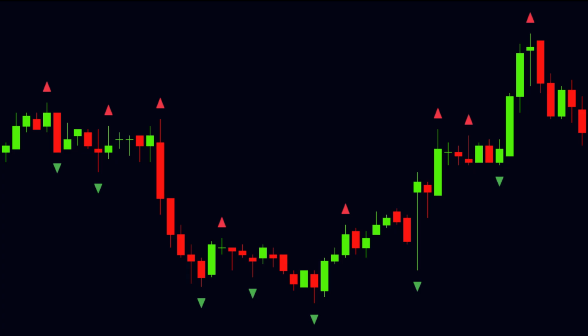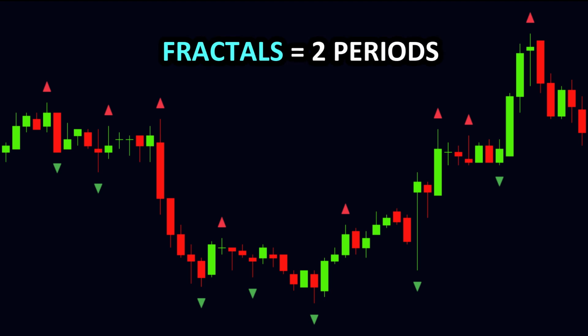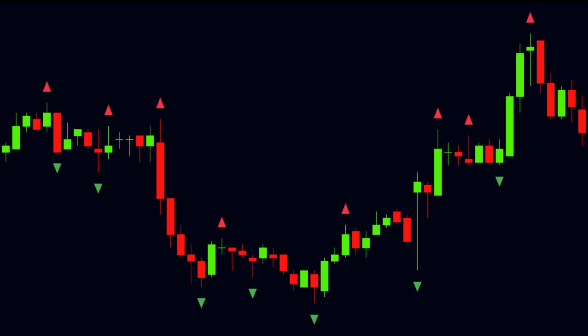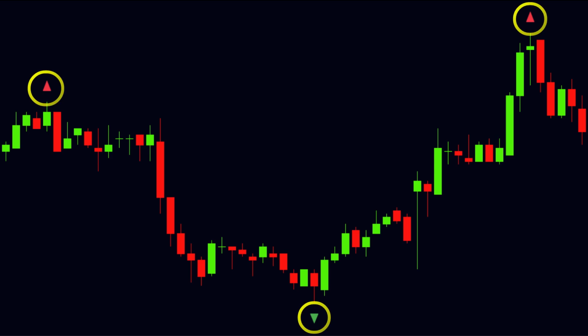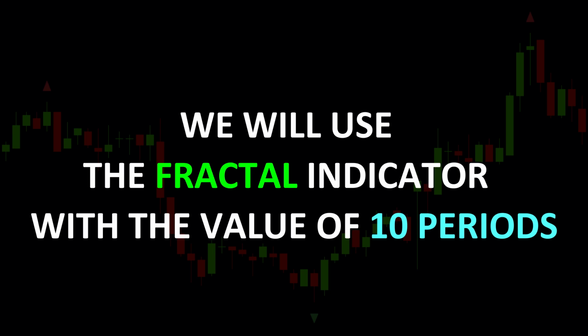One more important thing is that, when we keep the value of fractals at 2 periods, the number of fractals increases, and we get many false signals. On the other side, if we increase the value of fractals to 10 periods, then the number of fractals decreases, and we can have better signals for buying and selling. Therefore, in our strategy, we will use the fractal indicator with the value of 10 periods.